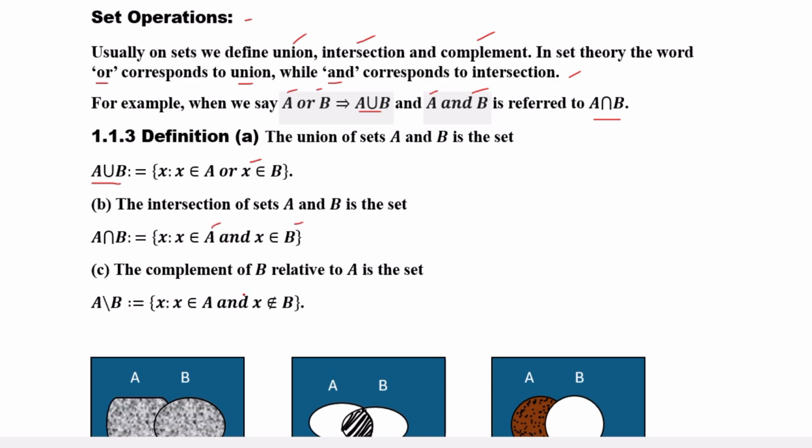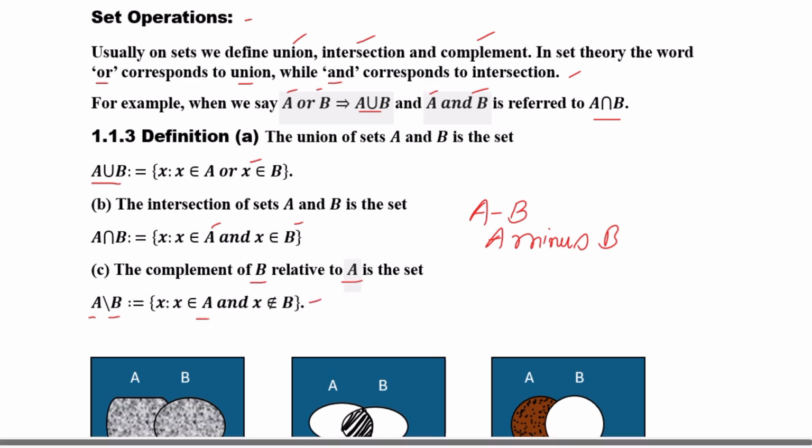The next one is the definition of the difference of two sets, which in other contexts you can find as A minus B, the difference of A and B. But in this book, it is called the complement of B relative to A and is denoted by A backslash B. This consists of all those elements of A that are not elements of B.